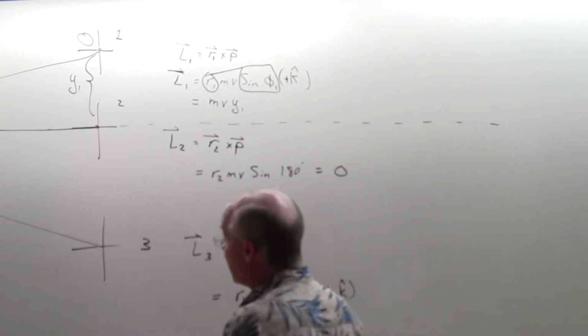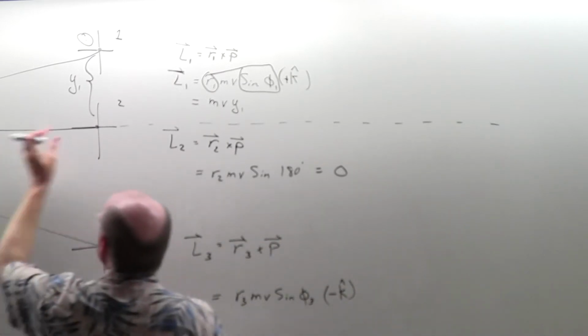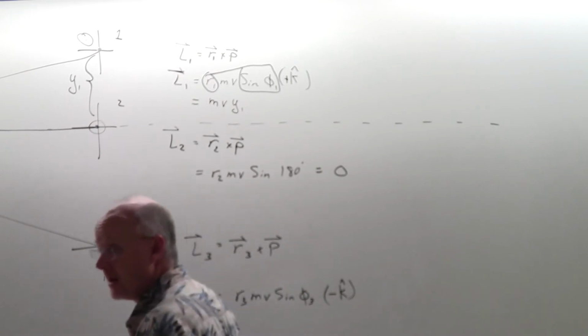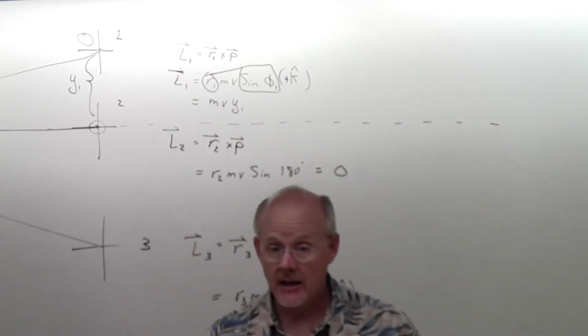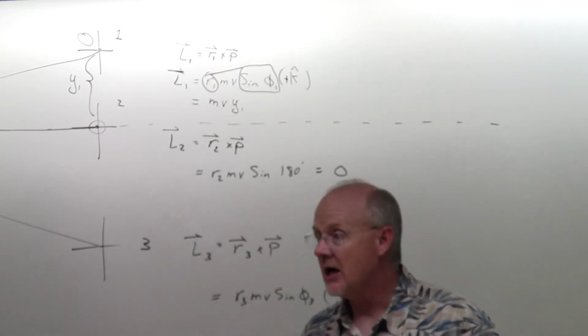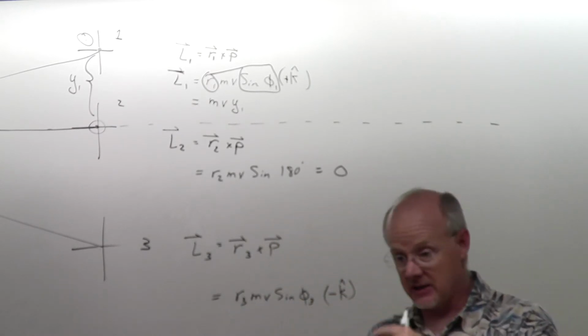It kind of makes sense because think about it: when this object gets right to here, isn't that how you would have calculated its angular momentum when it got there? Its distance would have been y, its angle would have been 90 degrees, and you would have just taken m times v times y.